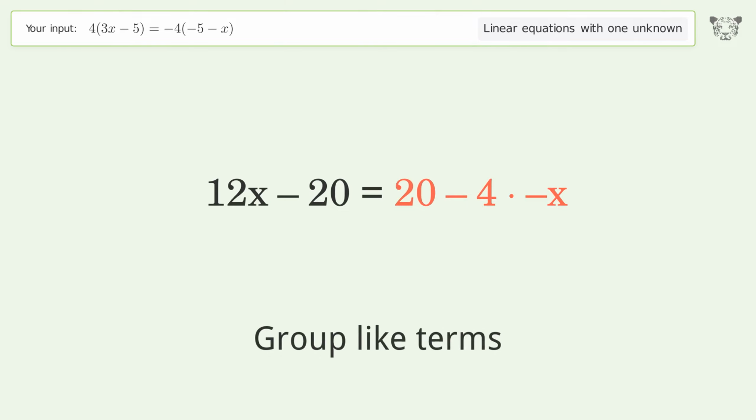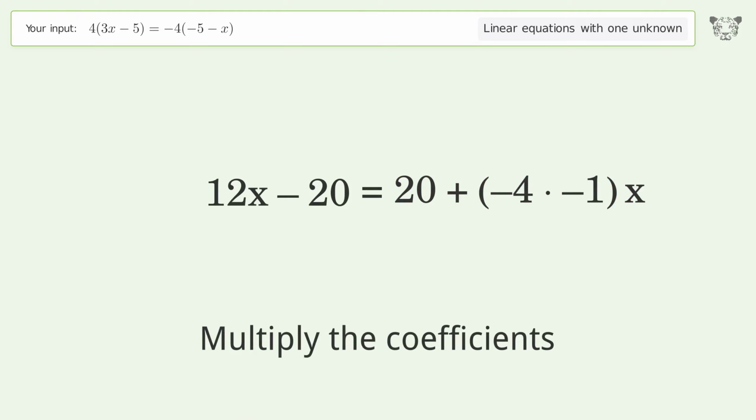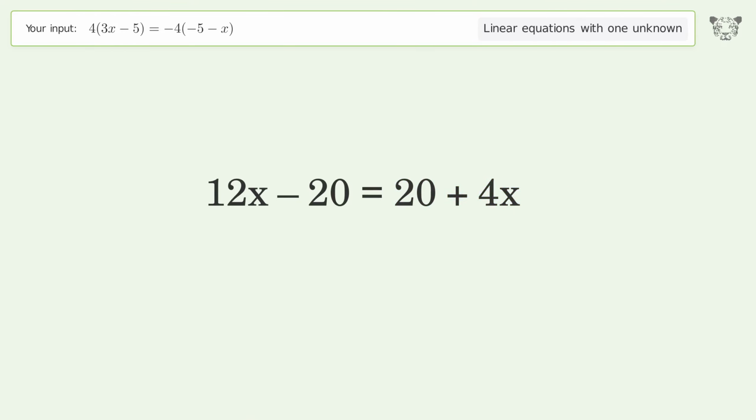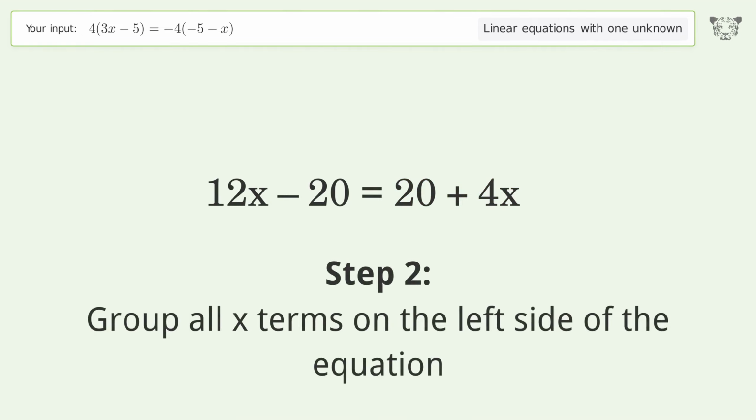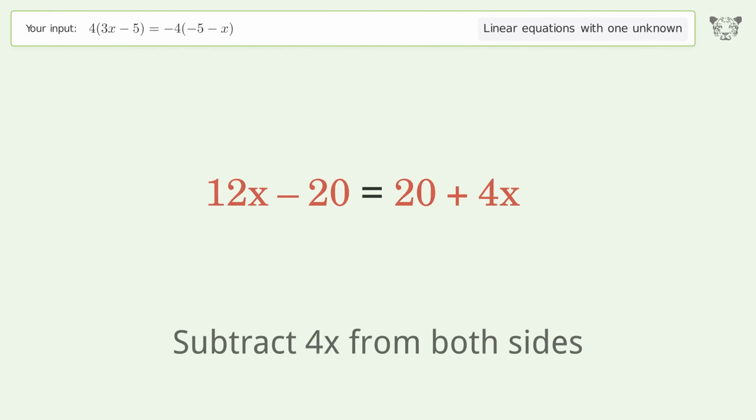Group like terms. Multiply the coefficients. Group all x terms on the left side of the equation. Subtract 4x from both sides.